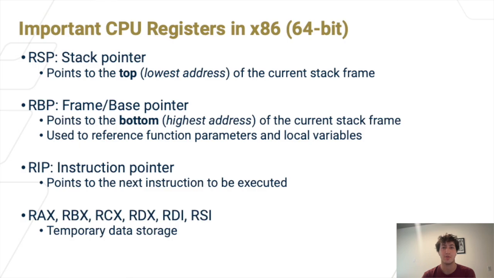RIP is the instruction pointer, which you might know better as the PC or program counter from another class. This points to the next instruction to be sent through the CPU's pipeline. We also have a bunch of scratch registers, which, without going into too much detail, you can think of as temporary storage for whatever the CPU is currently working on.